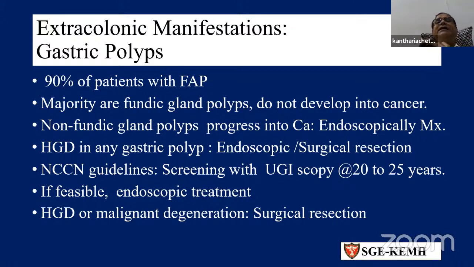As per the NCCN guidelines, in this group of patients, upper GI endoscopy should be done regularly beginning from 20 to 25 years of age. If feasible, they can be treated endoscopically. However, patients with high-grade dysplasia and malignant degeneration warrant surgical resection.